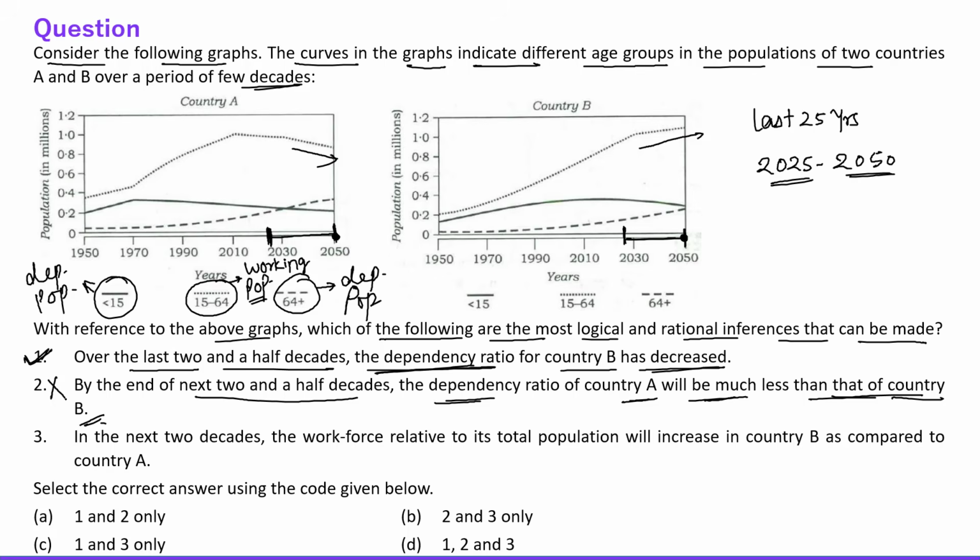Okay, now let's talk about the third statement. In the next 2 decades, the workforce relative to its total population will increase in country B as compared to country A. Yes, this can be inferred. The reason is, if we follow the previous pattern, then obviously the working population in country B will be increasing. So this option is also correct. So 1 and 3, the third choice, is the correct answer. Right, everyone? Now let's move to the other one.